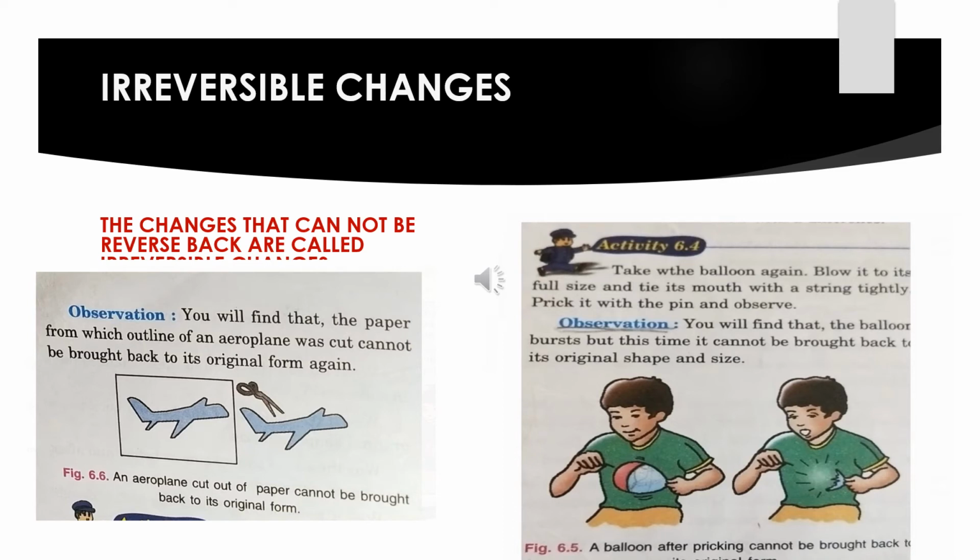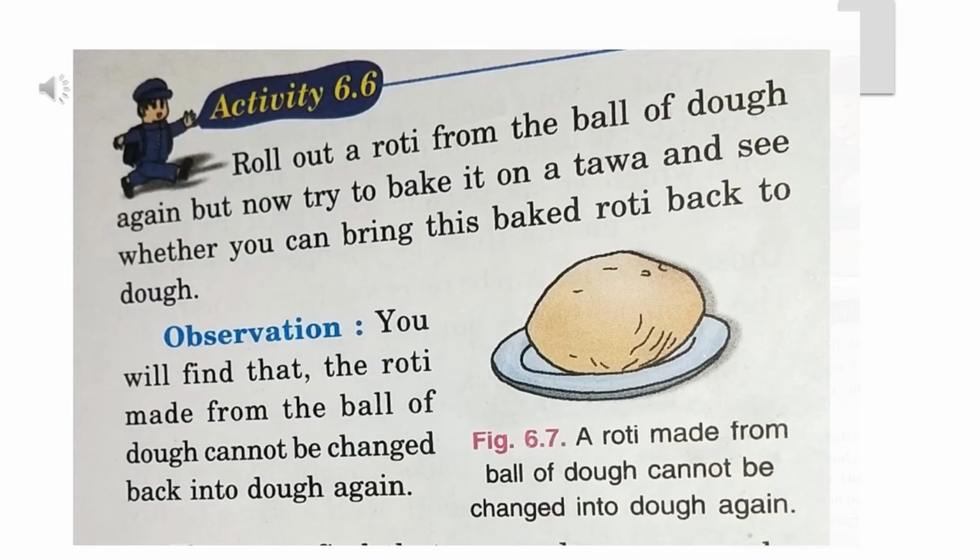Another example, if you are blowing the balloon, it will increase in its shape. If you tie its mouth and prick it with a pin, what will you observe? It will burst. But this time it cannot be brought back to its original shape and size. So it will again be an irreversible change. We will see one more example of irreversible change. Roll out a roti from the ball of dough. Now you have to bake it on the tawa and see whether you can bring this baked roti back to dough. Definitely not. We can't bring back the baked roti into dough.